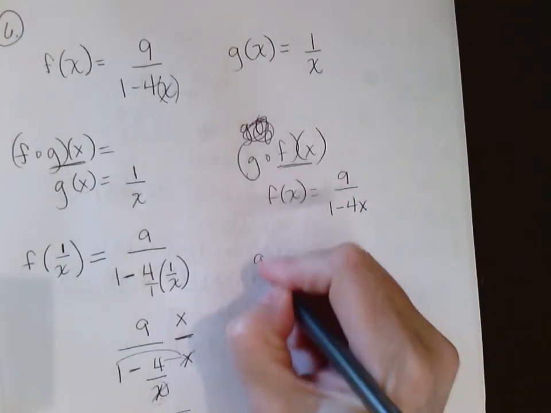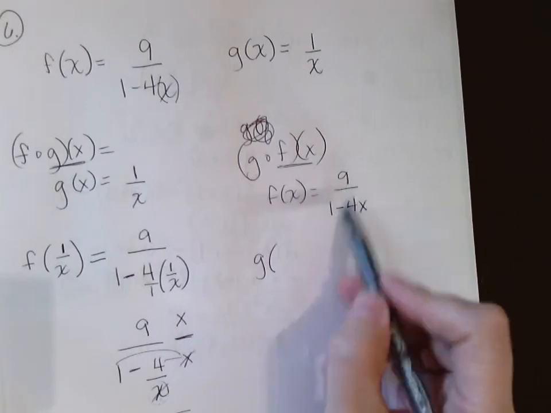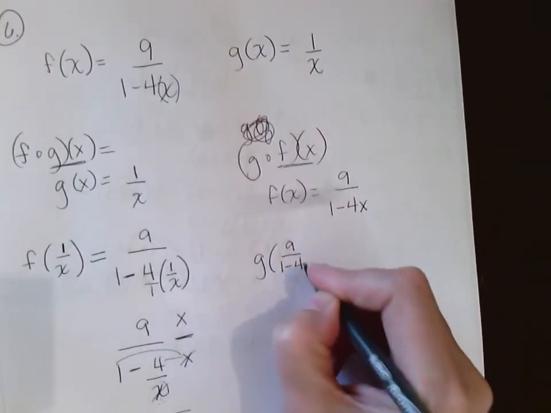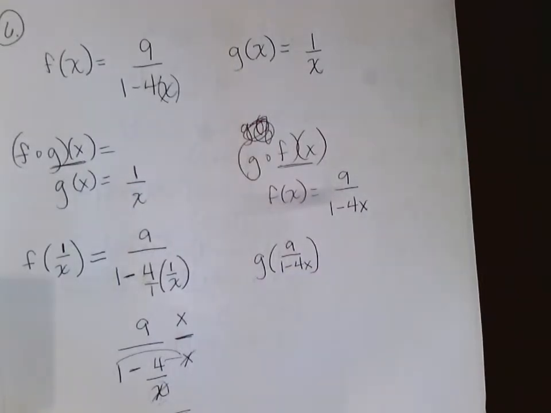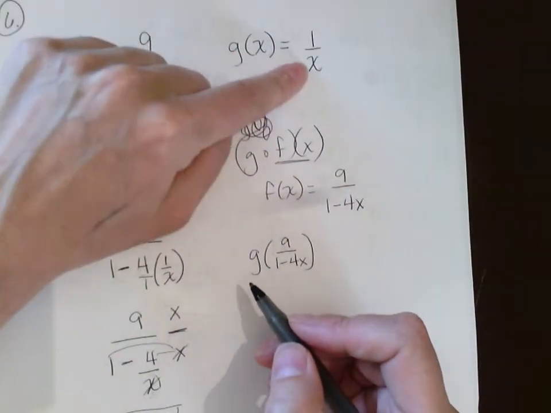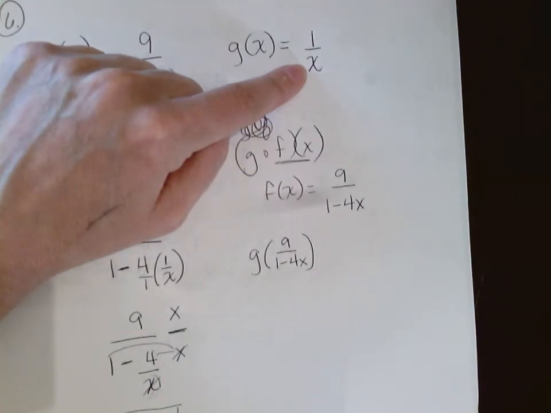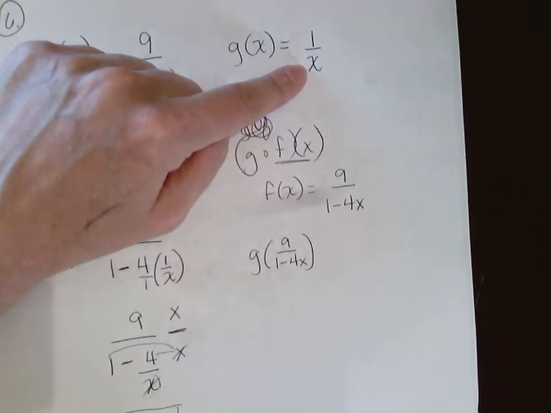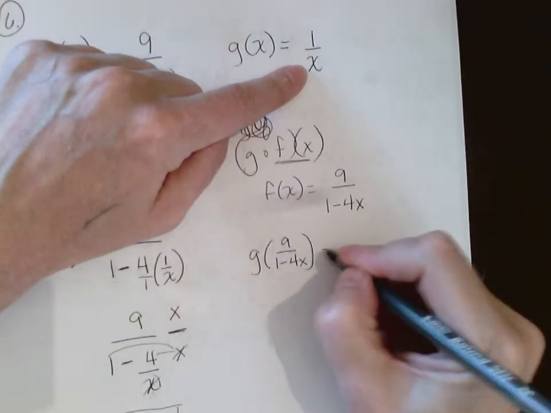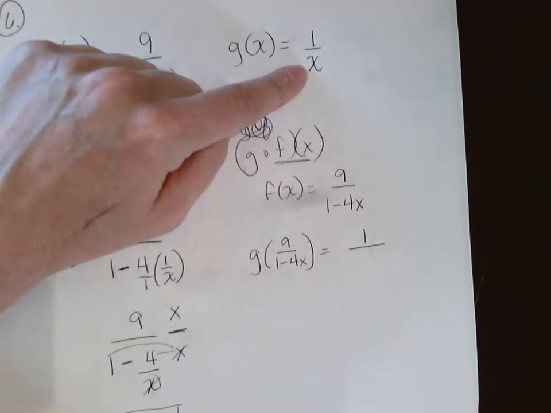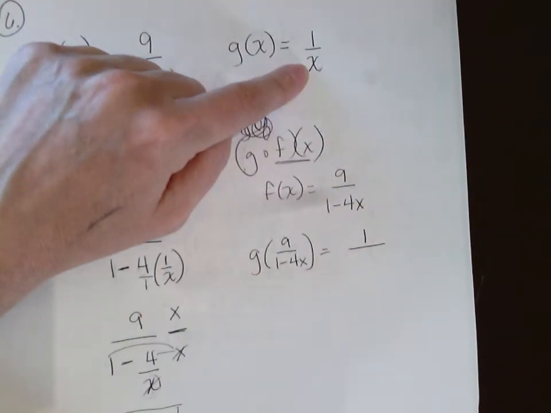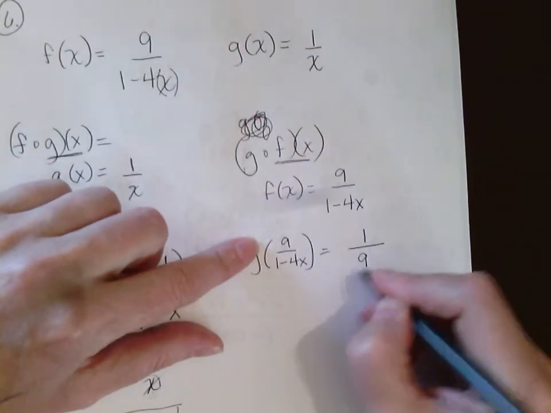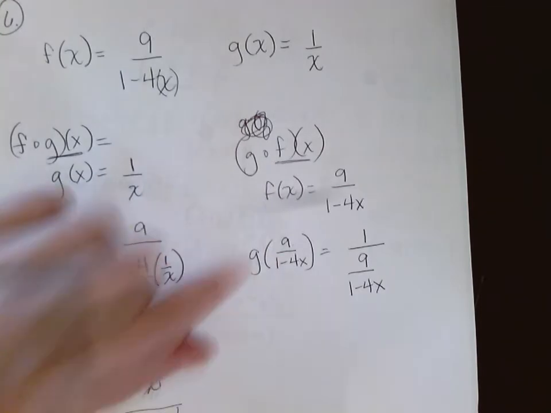So now I'll drop down the g and plug in what my answer was. I'm finding g of 9 over 1 minus 4x. Which means go to your g function, and wherever you see x, replace it with 9 over 1 minus 4x. So let's see. I will have 1 over, okay, there's my x. So there's what I'm replacing. What am I replacing it with? This right here. So 9 over 1 minus 4x.